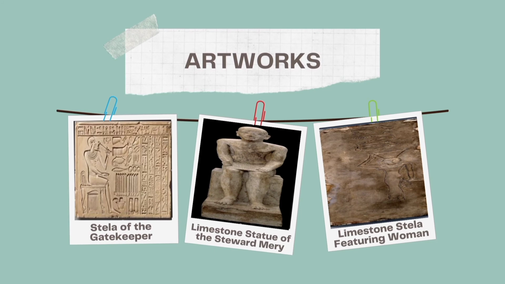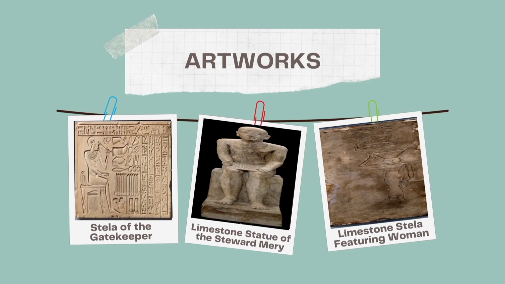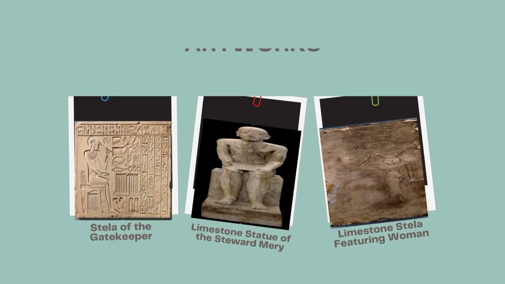Objects being produced in this time were only for the tomb. It is usually sculpture, pottery, and funerary items. Artworks that were also produced were the stela of the gatekeeper, a vase in the form of a bird, a limestone stela featuring women, and the statue of the steward Meketre.